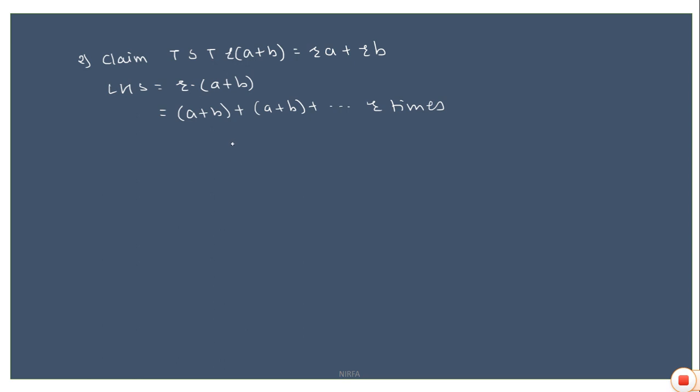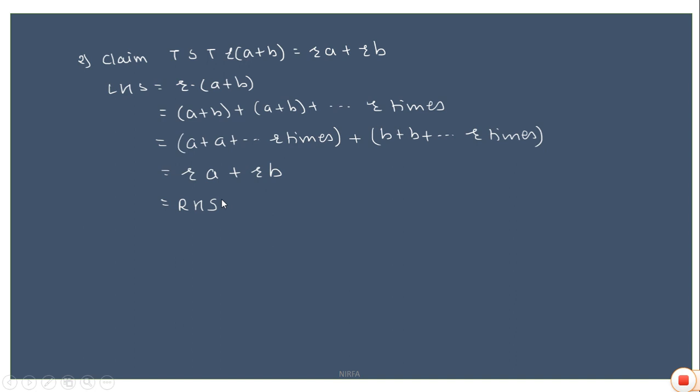Now the bracket can be added r times, that means the terms inside the bracket can also be added r times. Therefore the first term a can be added r times, and the second term inside the bracket, that is b, can be added up to r times. Now a added r times means it is r times a, and b added r times means r times b, and this is our required right hand side. So the second condition is also over.